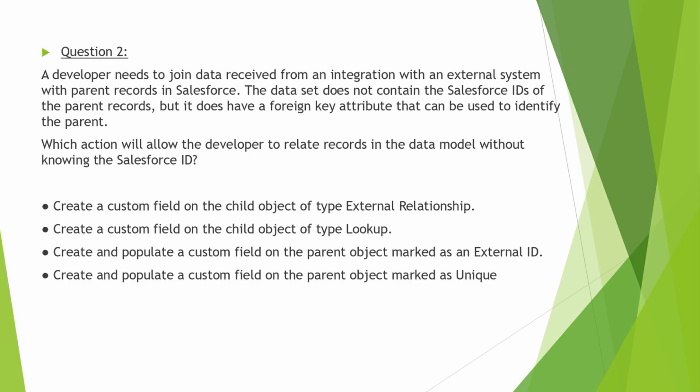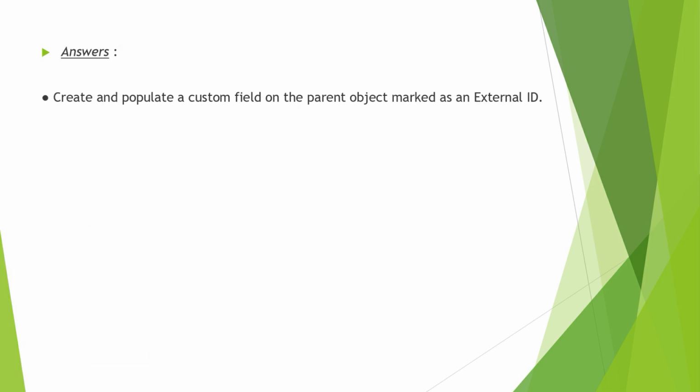A developer needs to join data received from an integration with an external system with parent records in Salesforce. The data set does not contain the Salesforce IDs of the parent records, but it does have a foreign key attribute that can be used to identify the parent. Which action will allow the developer to relate records in the data model without knowing the Salesforce ID?